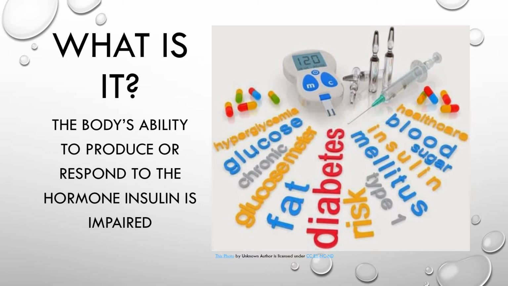A simple definition for diabetes is a disease in which the body's ability to produce or respond to the hormone insulin is impaired, resulting in abnormal metabolism of carbohydrates and elevated levels of glucose in the blood and urine. According to the American Diabetes Association, diabetes mellitus is defined as a group of metabolic diseases characterized by hyperglycemia, resulting from defects in insulin secretion, insulin action, or both.